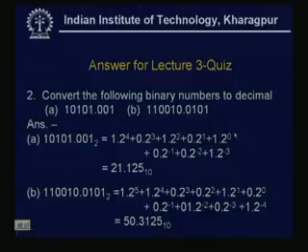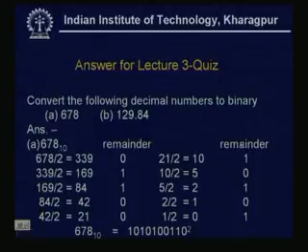The third question was to convert the decimal numbers to binary. The first one was 678 in decimal. In this case we will divide by 2, as I want the number converted to the binary system where the radix is 2. So, divide by 2, and this will be a repeated division where we accumulate the remainders.